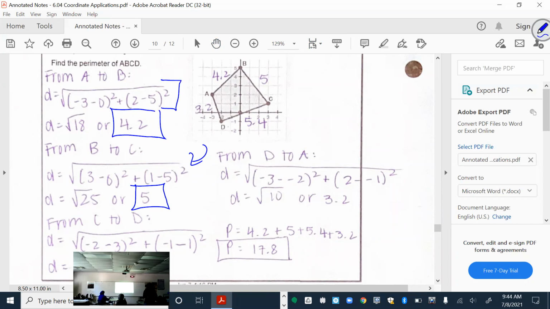From C to D, you should have gotten about 5.4. So it might be a little bit different. I think I saw like 5.38. I really don't remember. But rounded to the tenth would be 5.4 if you did it the right way.